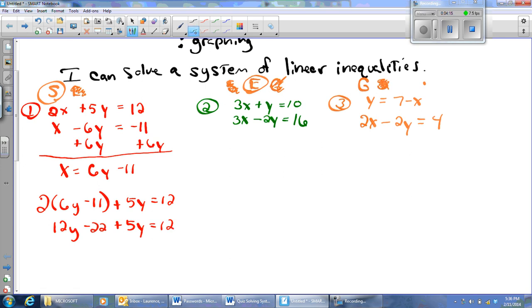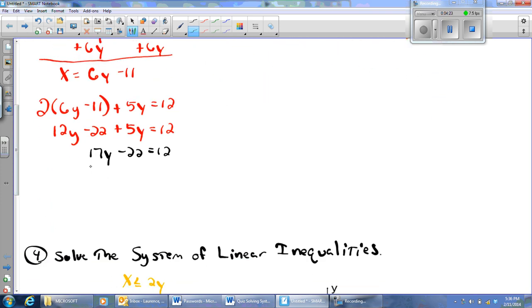I'm going to combine my like terms and get 17y minus 22 equals 12. Take the 22 to the other side by adding, I'll get 17y. That's going to equal 34. Divide by 17 to get y, and y is going to equal 2. All right.